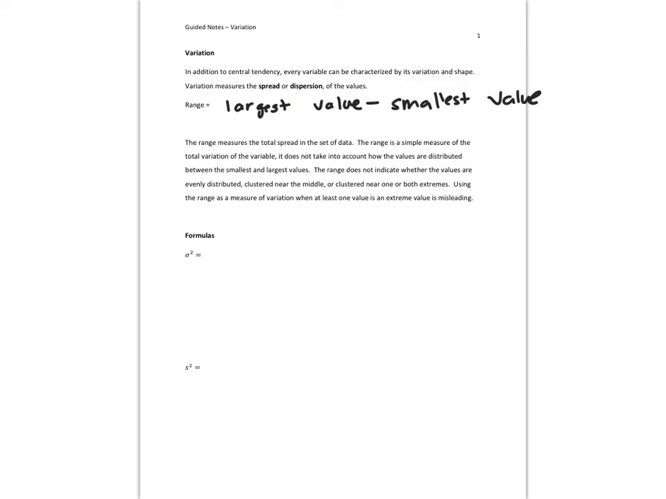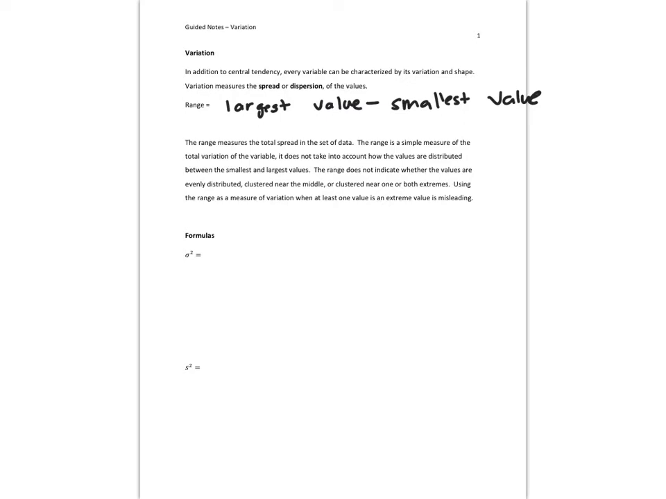In addition to central tendency, every variable can be characterized by its variation in shape. In terms of variation, that is how spread out is your data. And the formula that we will use is variance and standard deviation. And we'll have formulas for population as well as sample.